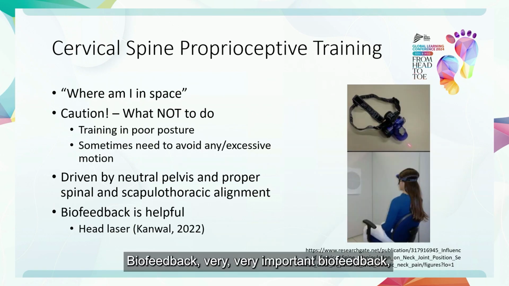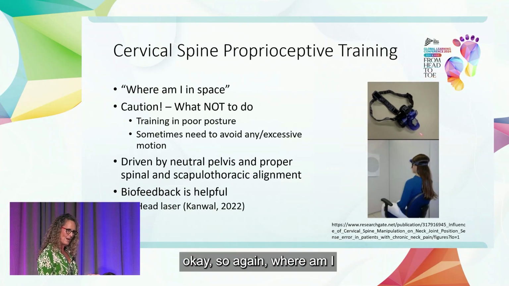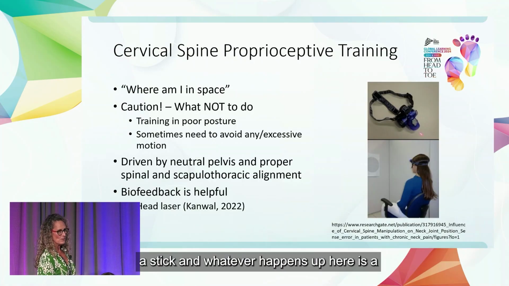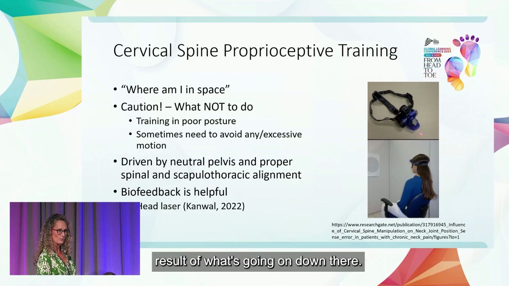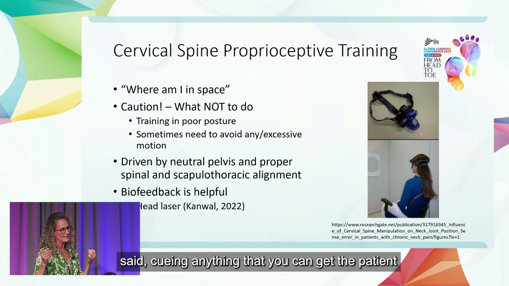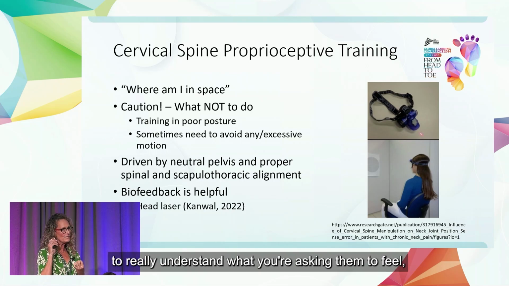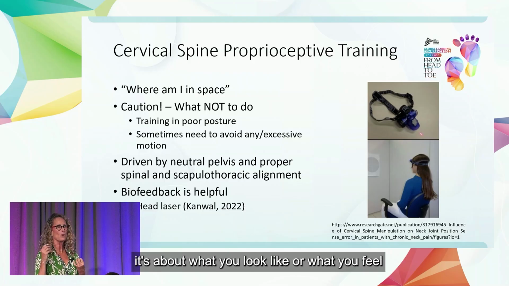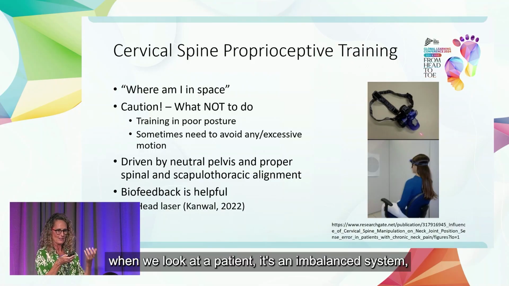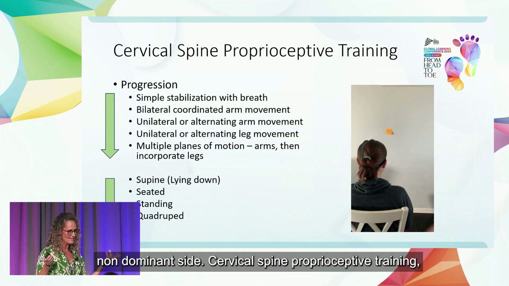Biofeedback, very, very important. Biofeedback, cueing, all of that stuff is going to help that patient start to understand how their body works, okay? So again, where am I in space with proprioception? You've got a 12-pound pumpkin on a stick, and whatever happens up here is a result of what's going on down there. So you have to work up. Biofeedback, cueing, anything that you can get the patient to really understand what you're asking them to feel. It's about what you feel, not about what you look like. When we look at a patient, it's an imbalanced system. So we have a dominant side and a non-dominant side.